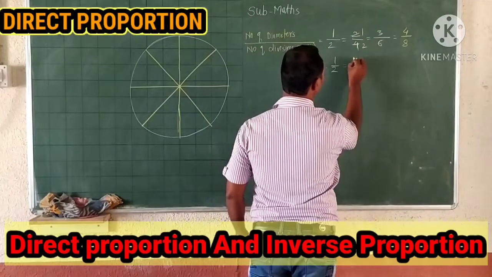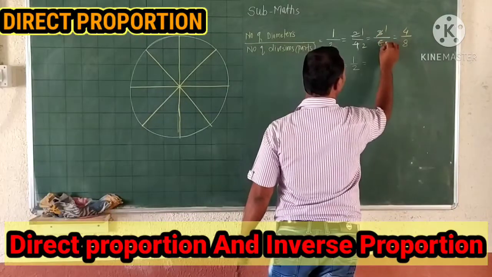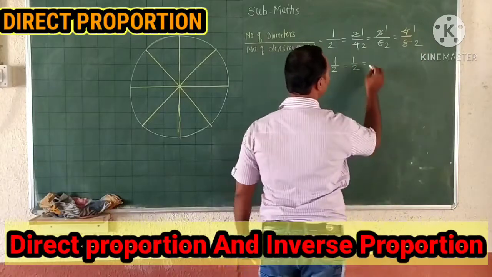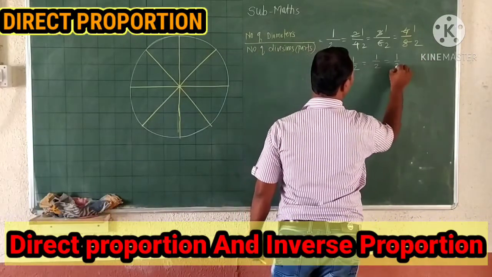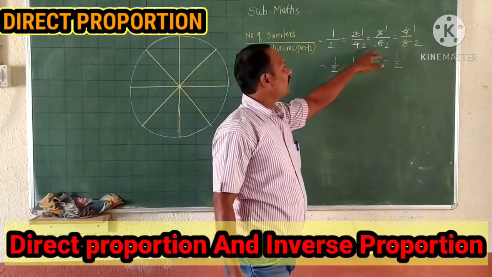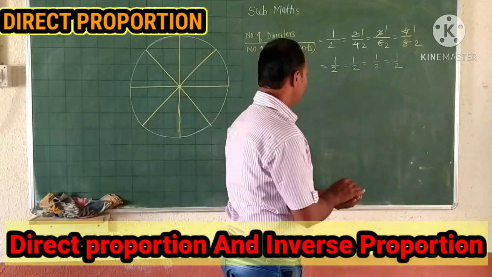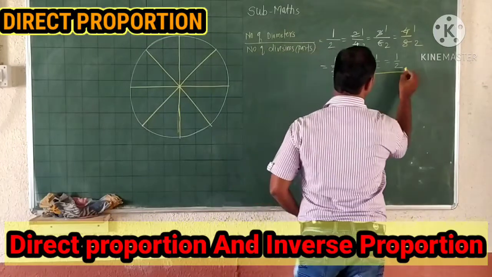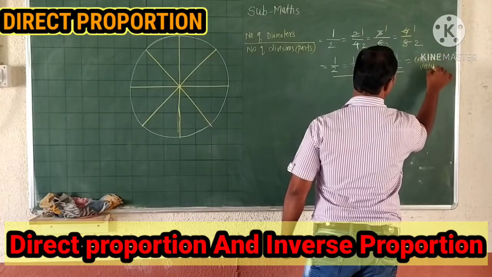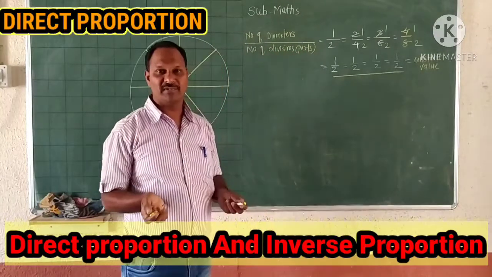You write here 1/2 is equal to, also divide 3 by 6, and 4 by 8. Means you write 1/2 is equal to 1/2. Every ratio, every fraction, we are getting the answer 1/2, and this is called a constant value. Then what is the definition of direct proportion?